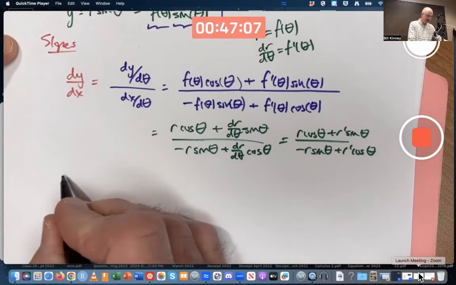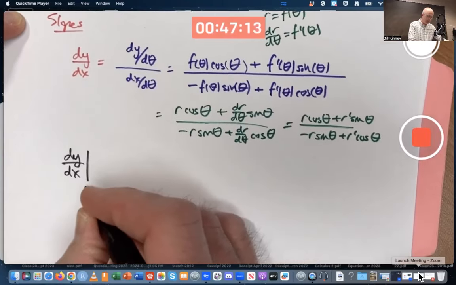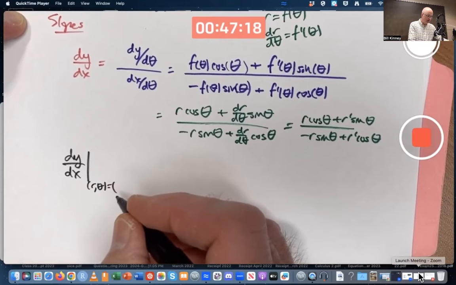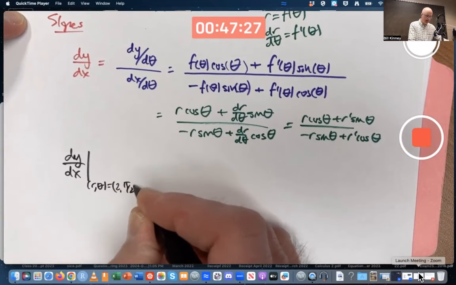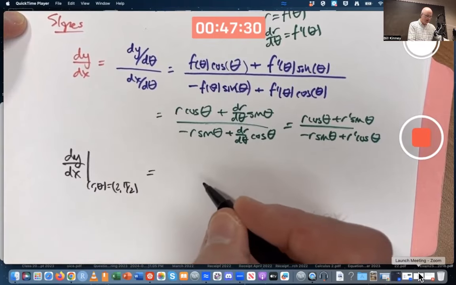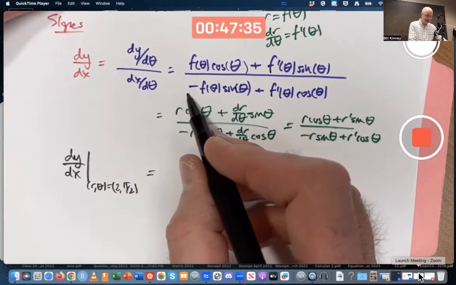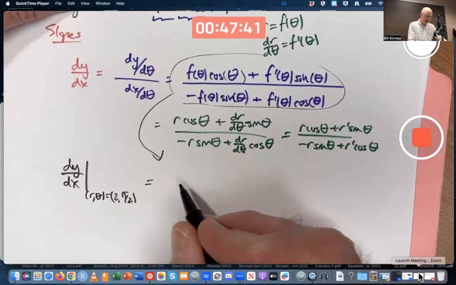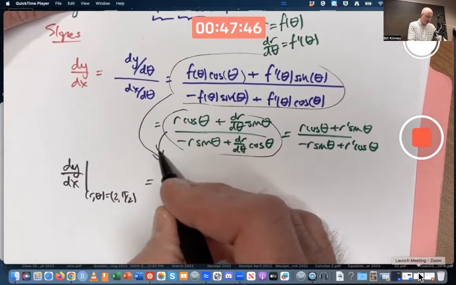Let's find dy dx, evaluated at the point r, theta equals, when theta is pi over 2, r is 2. So 2 comma pi over 2 is where I need to evaluate this. Probably it's easiest to use this one, to make sure I don't make a mistake.